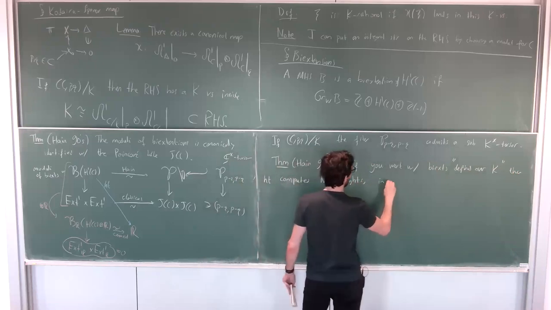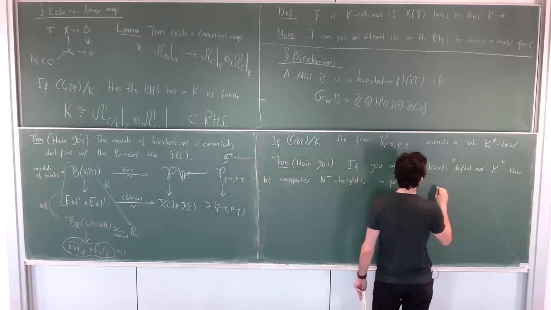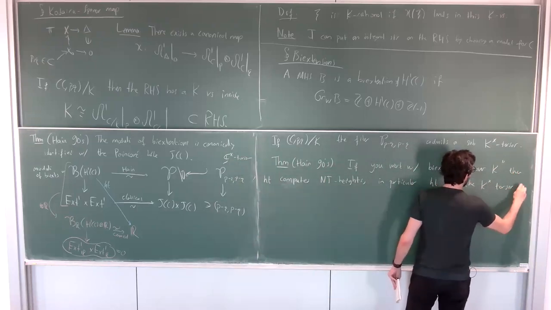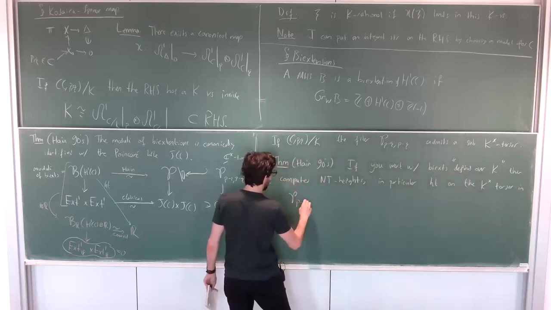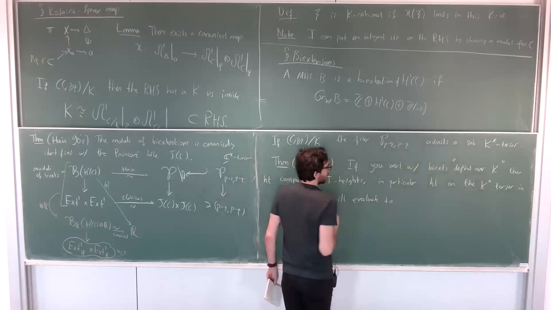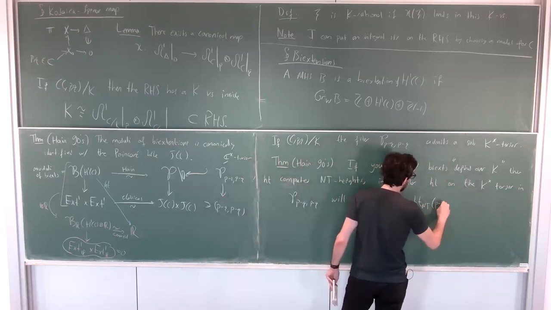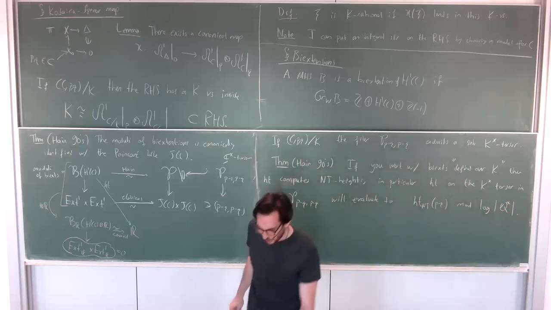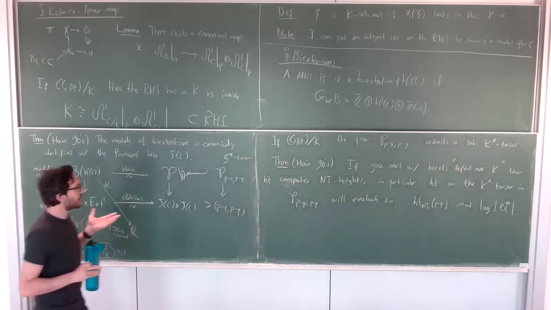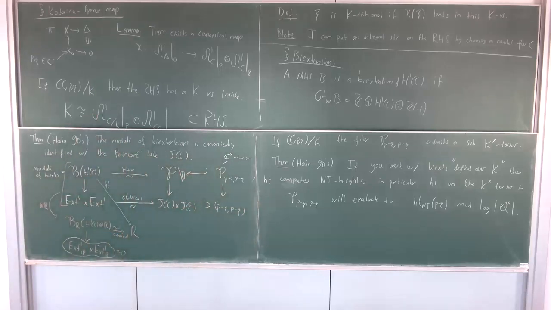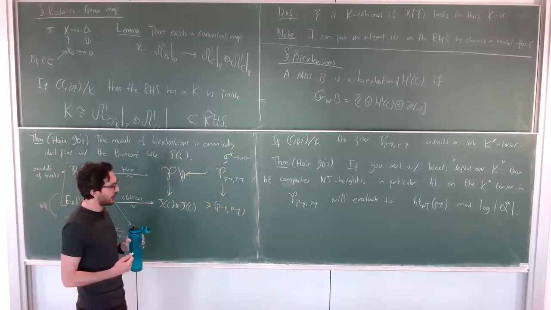And in particular, the height map on the K star torsor will evaluate to the Néron-Tate height of T minus Q. I mean, this is from the 90s, and basically reading this, you automatically would believe that therefore the height of the limit mixed Hodge structure should be the Néron-Tate height. Therefore, the conjectured statement that the height of the limit mixed Hodge structure should be the Néron-Tate height is very believable. There is a problem, however, here.